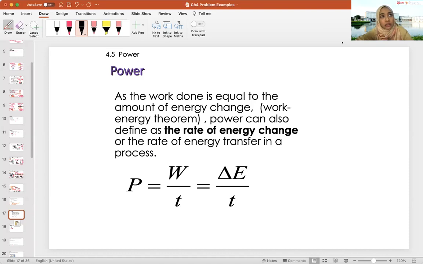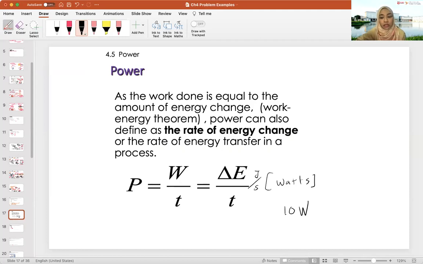So we will continue with power. I haven't told you guys about power yet, but it's very much related to work done. So power is equal to work done divided by time, or the change in energy over time. Whenever you have a change in energy and you divide it by time, you will get power, and the unit is watts. The unit is watt, capital W.